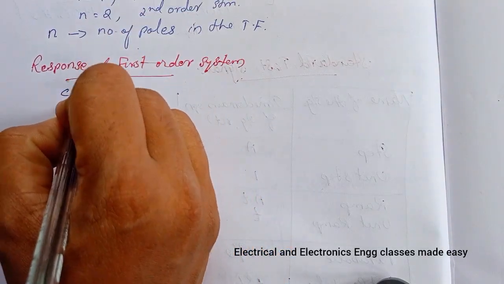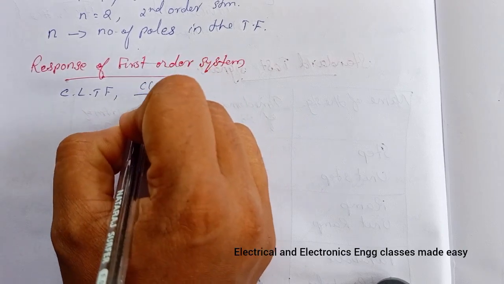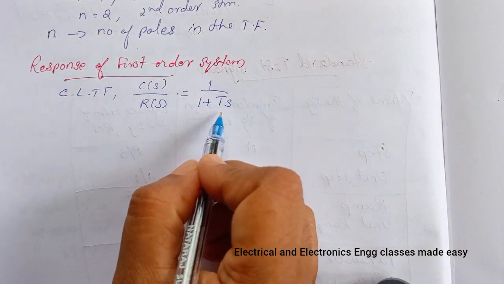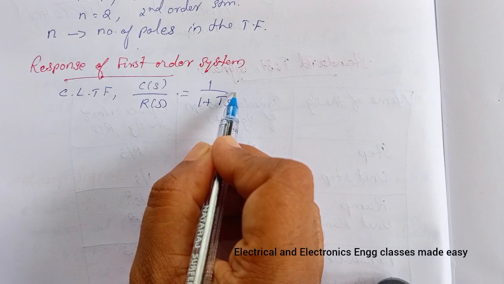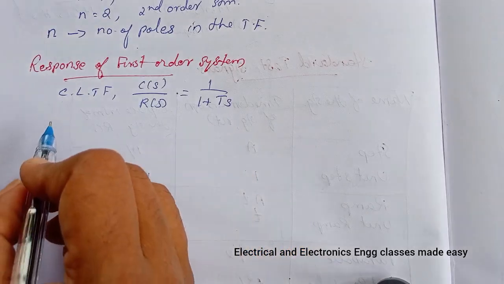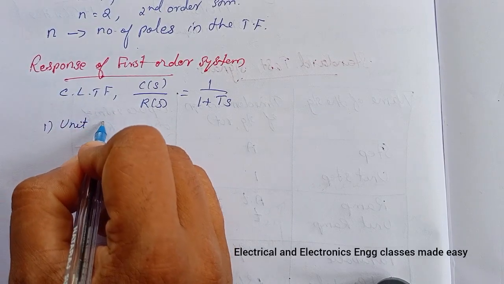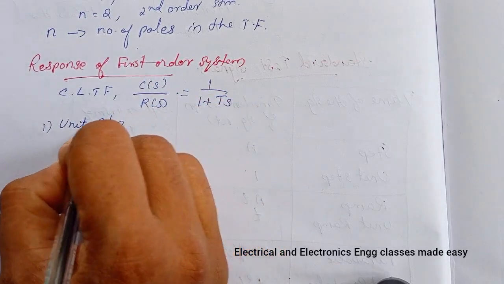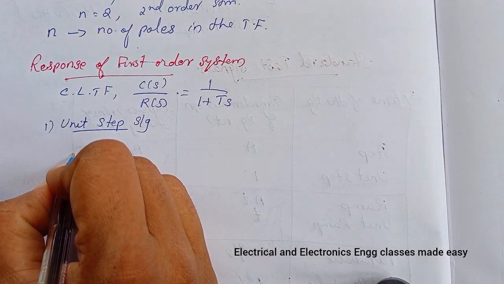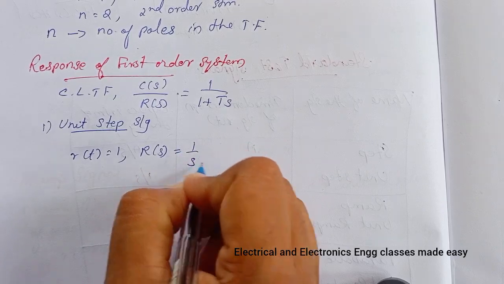So, the closed loop transfer function of the first order system is given by c of s divided by r of s equal to 1 divided by 1 plus ts. So, the highest power of s in the denominator polynomial is 1. So, this is the first order system. Then, let us study the response of first order system with input as unit step signal. So, for the unit step signal, r of t is equal to 1, that is r of s will be equal to 1 by s.